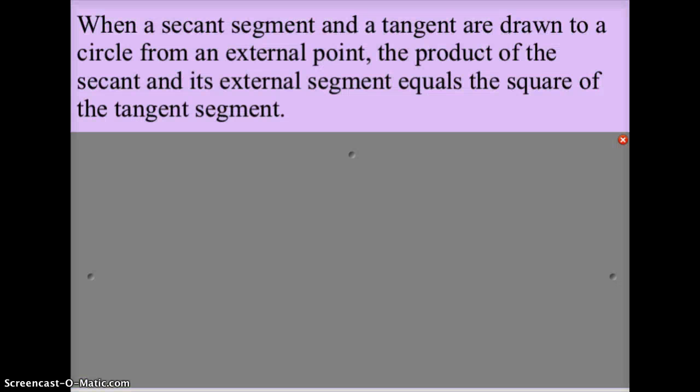The next one is very similar to the last one. We're talking about an external angle and an external point. But this time, instead of talking about two secants, this deals with a secant and a tangent. When a secant and a tangent are drawn to a circle from an external point, the product of the secant and its external segment equals the square of the tangent segment.